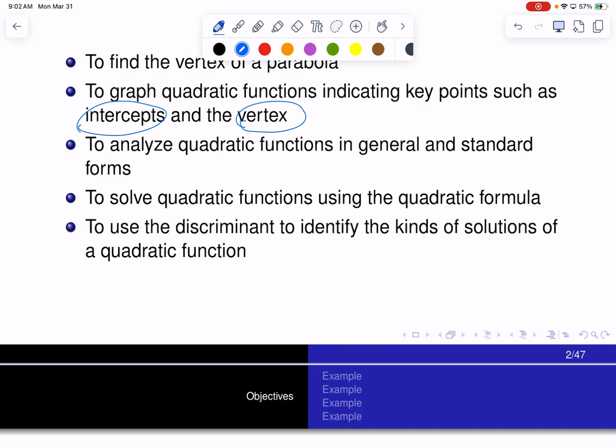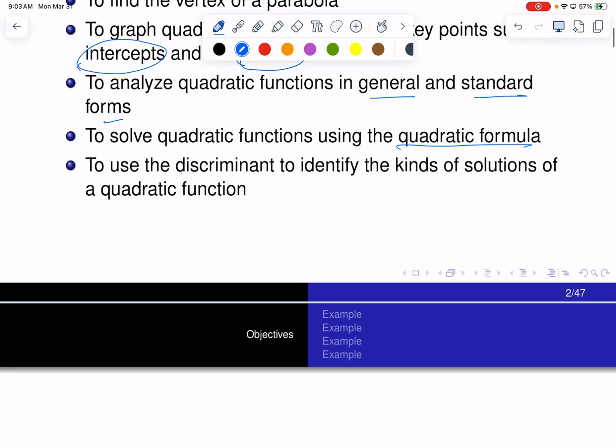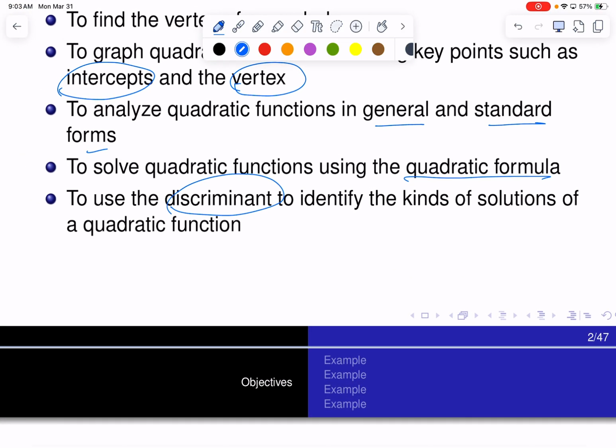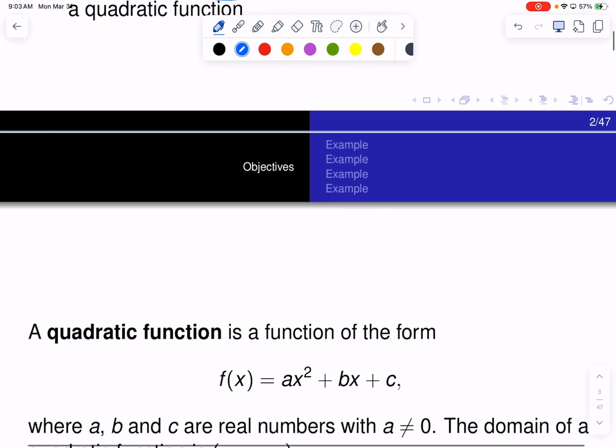All right, analyze the quadratic function in general and standard forms. We'll talk about that. And then using the quadratic formula. I'll teach you a song for that. And then using the discriminant to identify kinds of solutions. The discriminant is a certain part of the quadratic formula. It's the part under the square root, if you already remember the quadratic formula. All right, here we go.